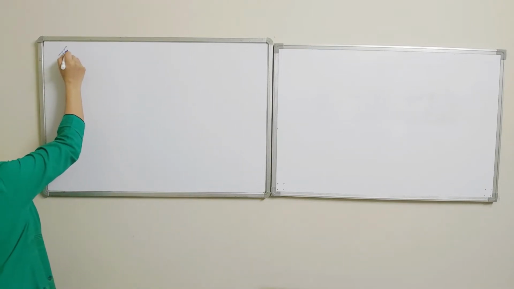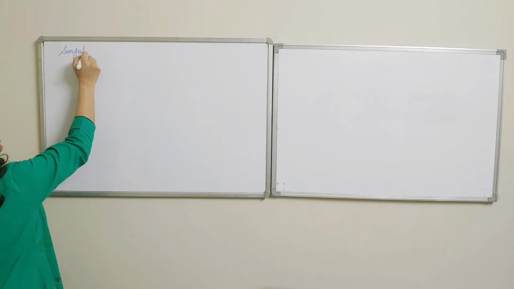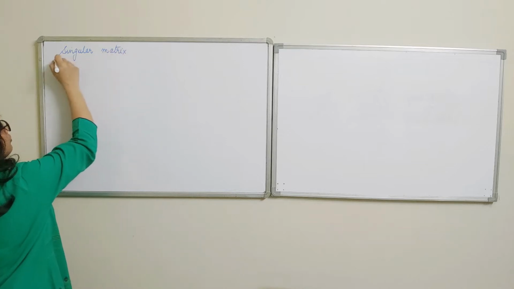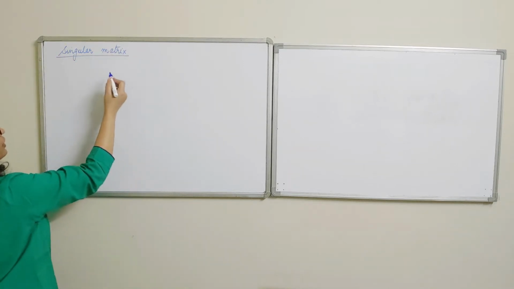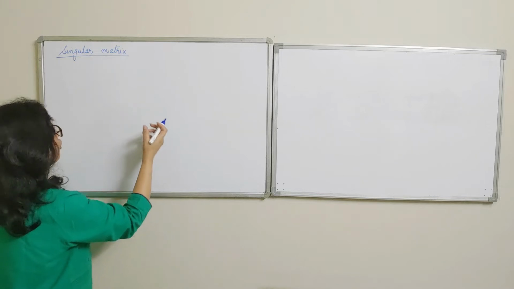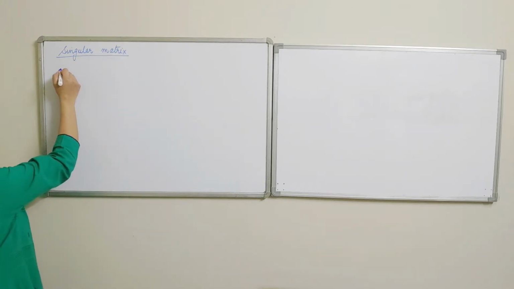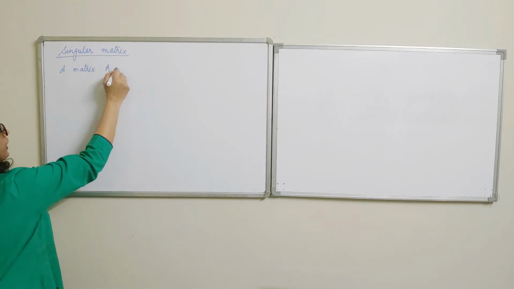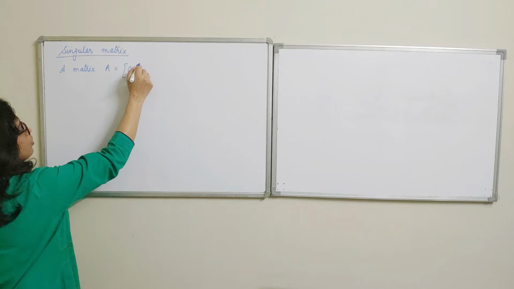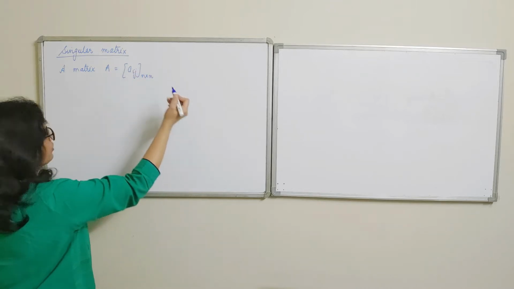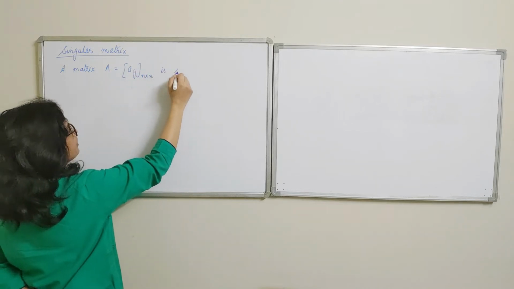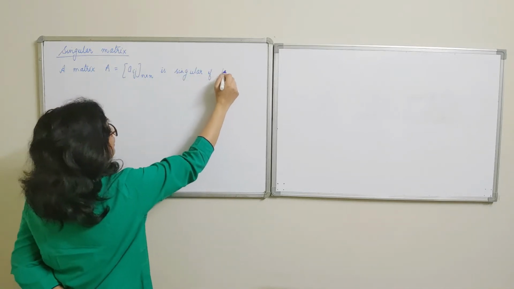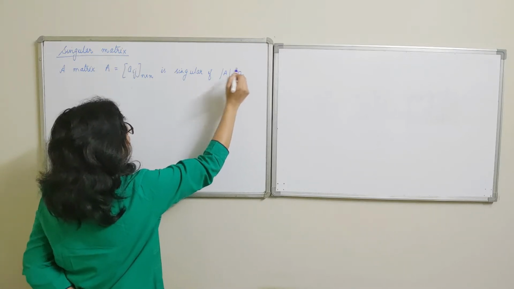Next, we shall define a singular matrix. Now here, singular matrix means singularity of a square matrix. So matrix A of order n, that means it's a square matrix, is singular if the determinant of the matrix is 0.